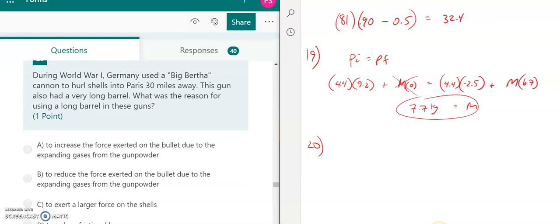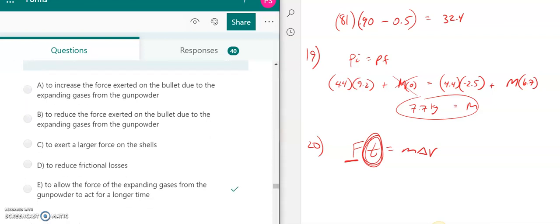20, during World War I, Germany used this Big Bertha cannon to shoot shells really, really far away. It had a very long barrel. What would be the reason? If you look at the impulse-momentum theorem, if you can extend the time frame that a force is acting, you can give the cannonball, or whatever it is, the shell, a much larger change in momentum, a much bigger velocity from a standstill. So by having the barrel longer, you're exerting this force, this pressure from the gases in the cannon, for a longer time, allowing the shell to accelerate for a longer period of time. So that would be choice E.